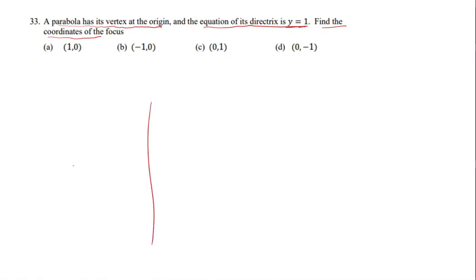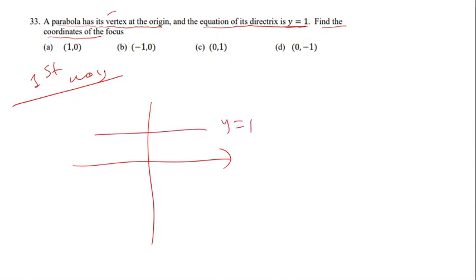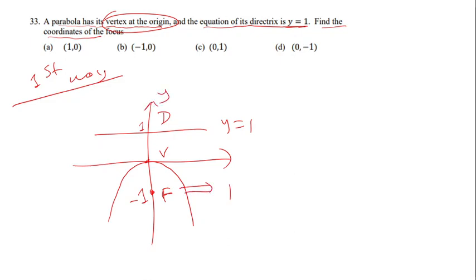I will draw this one, and I will do it in 2 ways. The first way is this one. The line y equal to 1 is this, and the vertex is at the origin, so it will be directrix, vertex, and the focus. The focus has to be on the other side of the directrix, opposite to the directrix. So if it's 1 here, it has to be -1. Now the focus is on the y-axis, so the focus is (0, -1).